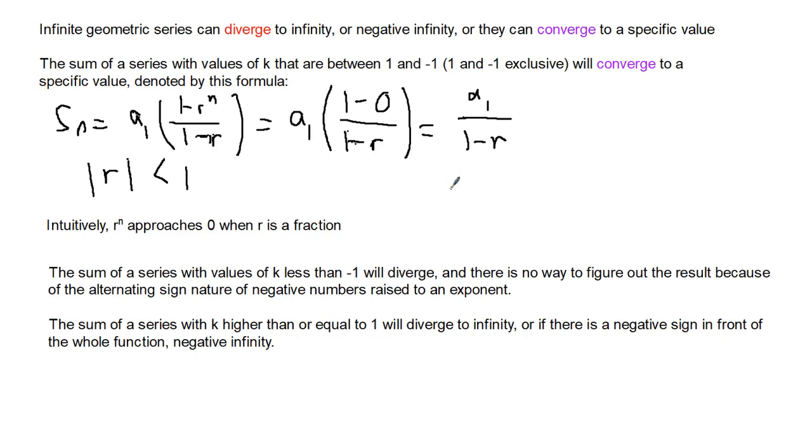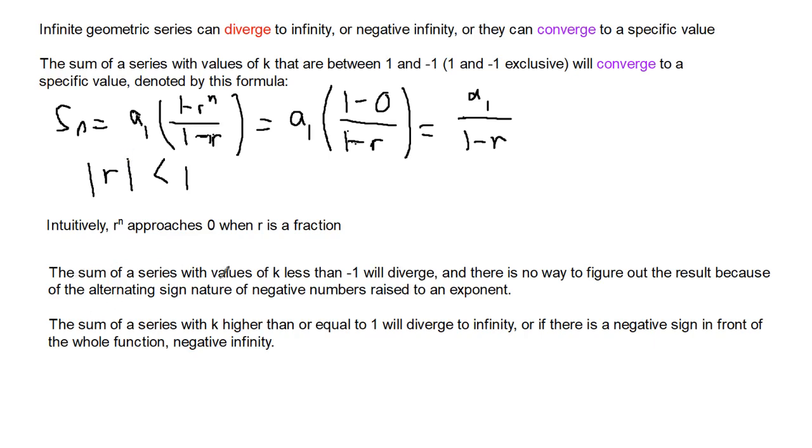So between 1 and negative 1, exclusive. So 1 and negative 1 just doesn't work. We'll converge to a specific value determined by this formula, a sub 1 over 1 minus r. Right? Because anything you put here is going to be 0. Right? Anything you put here is going to be 0 as n approaches infinity. Right? So yeah, the absolute value of r has to be lower than 1. Right? So r to the n approaches 0 and r is a fraction.